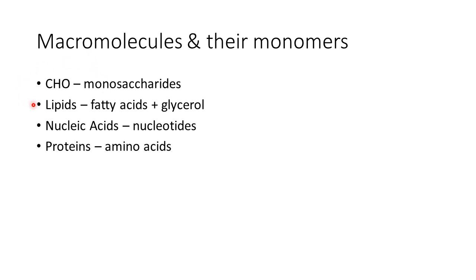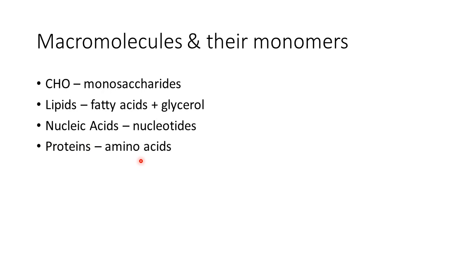The monomer for a lipid is kind of weird because it's a combination of a few things, but every lipid has a monomer of fatty acids and a glycerol molecule. Every monomer for a nucleic acid, either DNA or RNA, is called a nucleotide, that individual unit, and the monomer for every protein is going to be an amino acid.